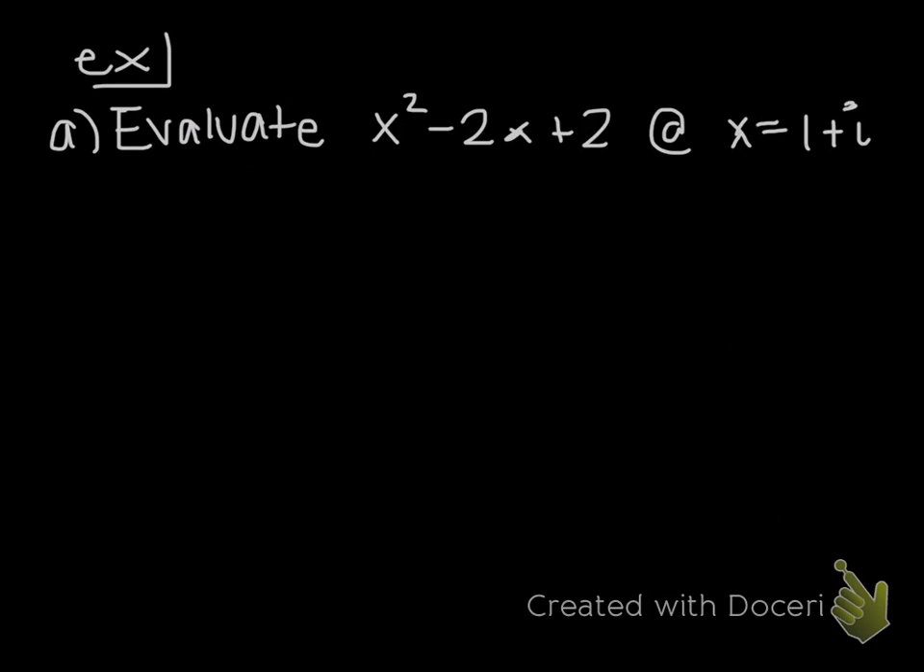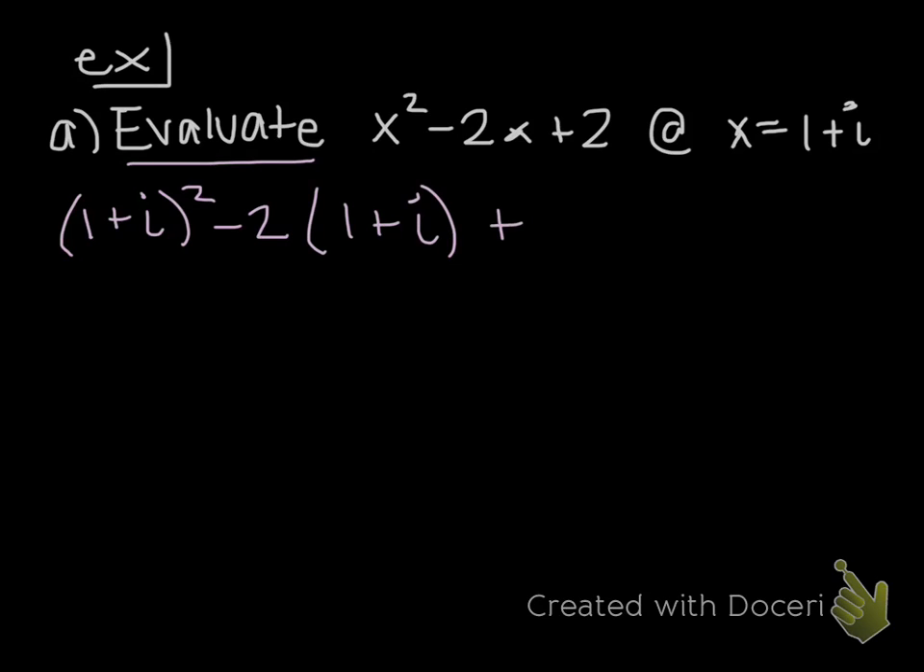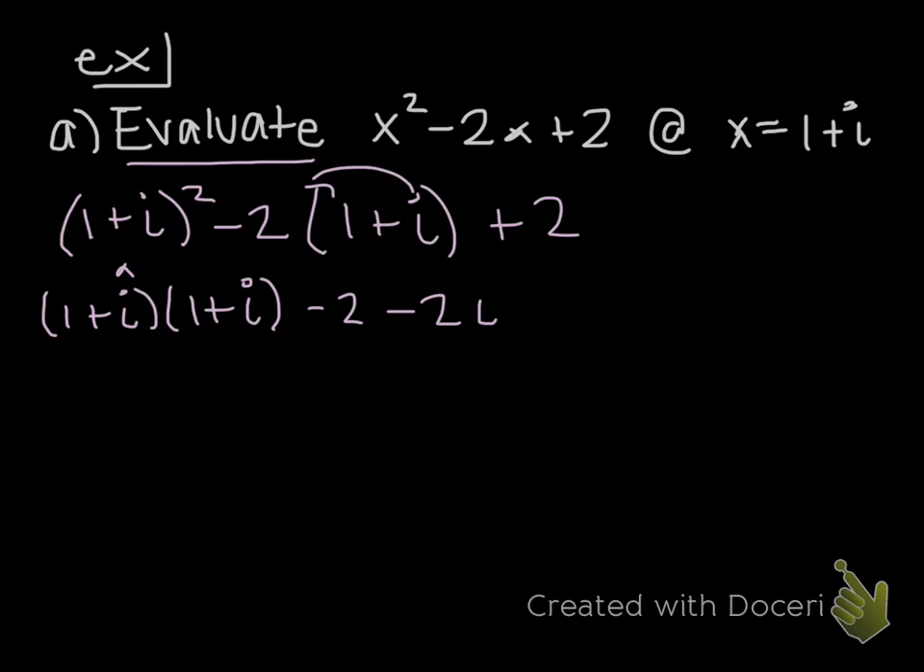All right, next example. So now, still dealing with quadratics, but we're not asking you to solve, we're asking you to evaluate, which means plug in. So we're plugging in 1 plus i squared minus 2 times the quantity of 1 plus i, plus 2. So I'm going to write this twice. So I have 1 plus i and a 1 plus i. Distribute over here, so I'll have negative 2 minus 2i, and that plus 2 is still hanging out on the end. So I'm going to FOIL.